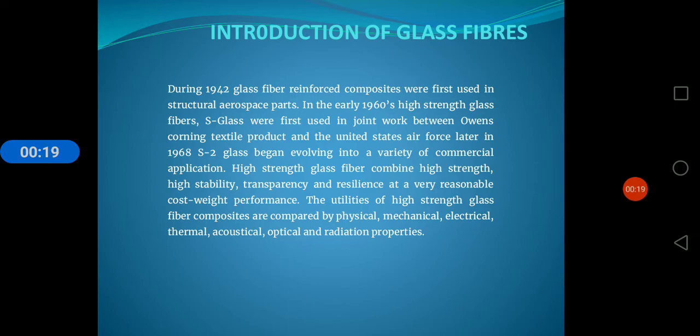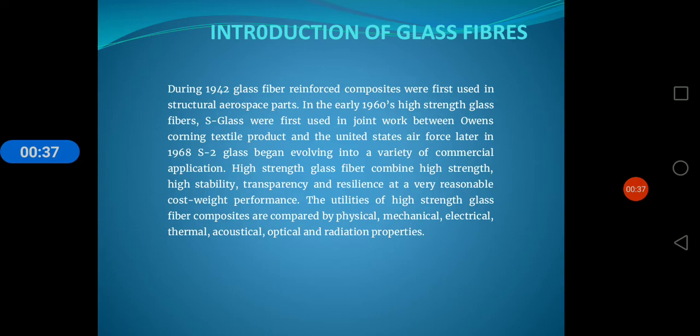In the early 1960s, high-strength glass fibers, S-glass, were first used in joint work between Owens Corning Textile Products and the United States Air Force. Later, in 1968, the glass began evolving into a variety of commercial applications.